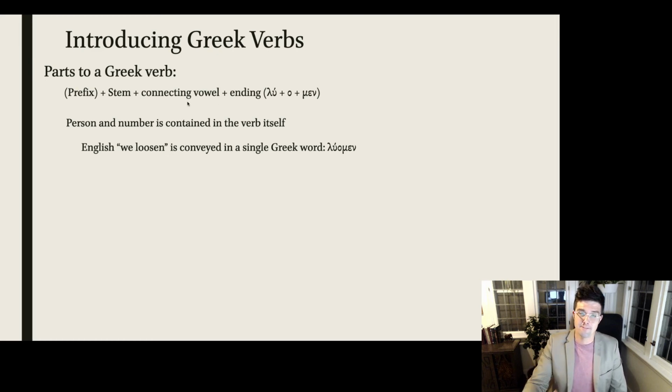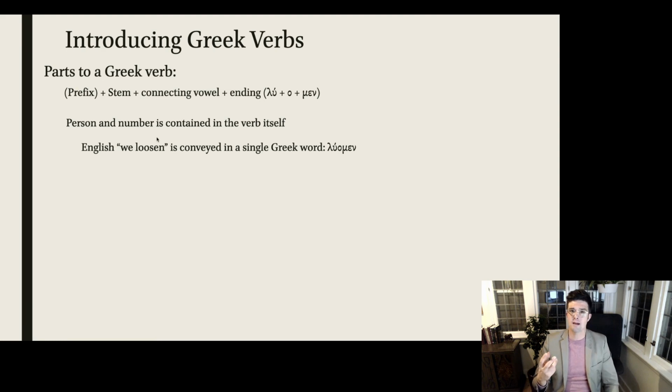Remember, Greek is a highly inflected language, so those inflections are going to change what the verb indicates as far as person, number, tense, voice, and mood. So you're going to see after the stem a connecting vowel added with an ending. And then oftentimes before a Greek verb, and later in the semester particularly, we'll see that before the Greek verb stem, we'll often get a prefix indicating something about the tense of that verb. And in the ending is where we get the person and number of a Greek verb.